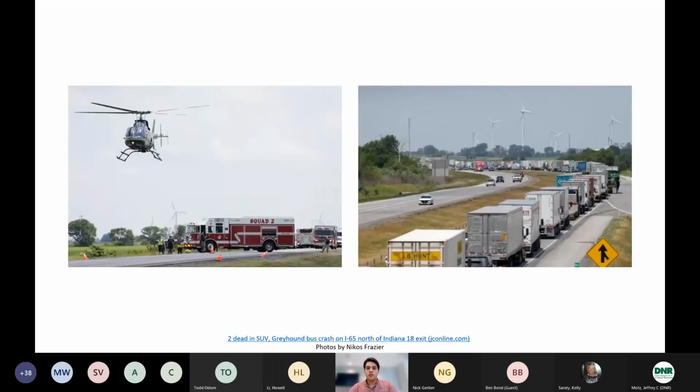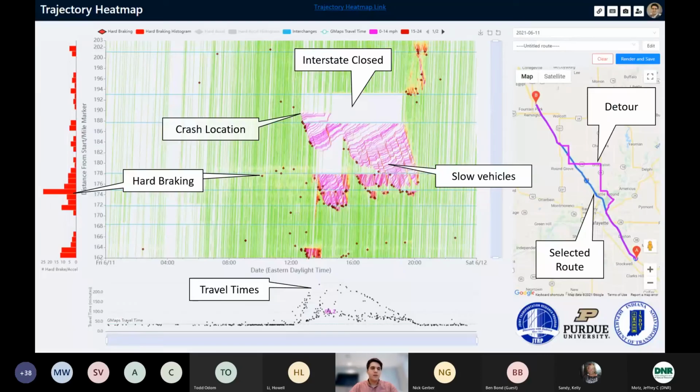According to the news article about this crash, the two people in the Chevy Tahoe died on scene, and many of the almost 50 passengers on the bus were carted off in ambulances to nearby hospitals. So this is one of the worst accidents that we've seen in recent Indiana history. This accident caused nearly a 7-hour delay.